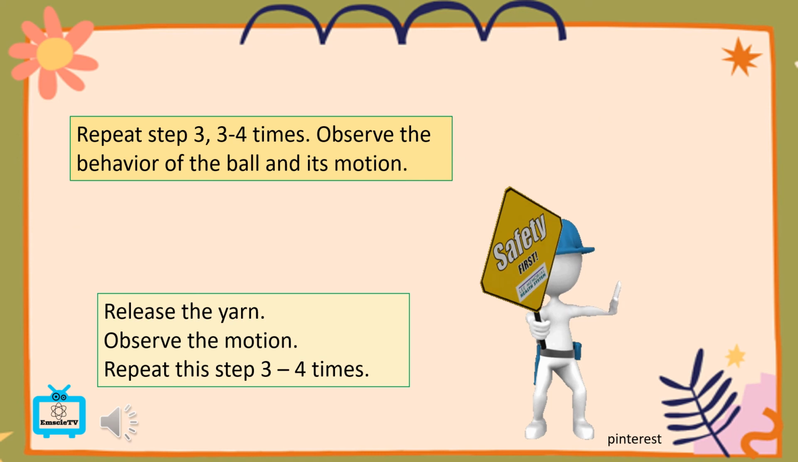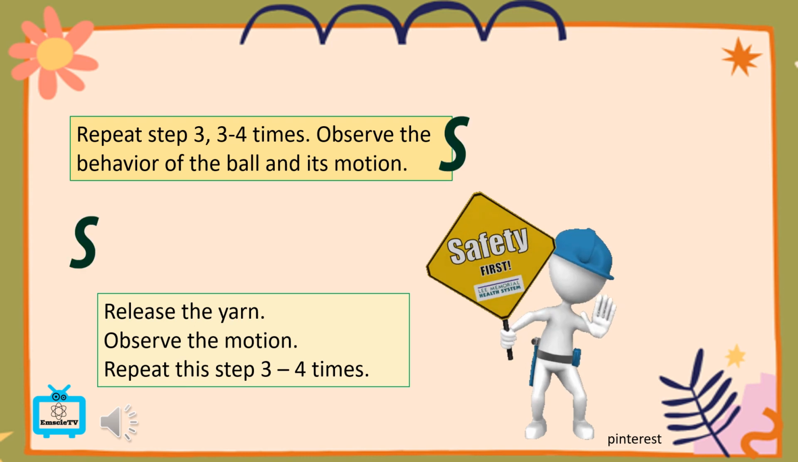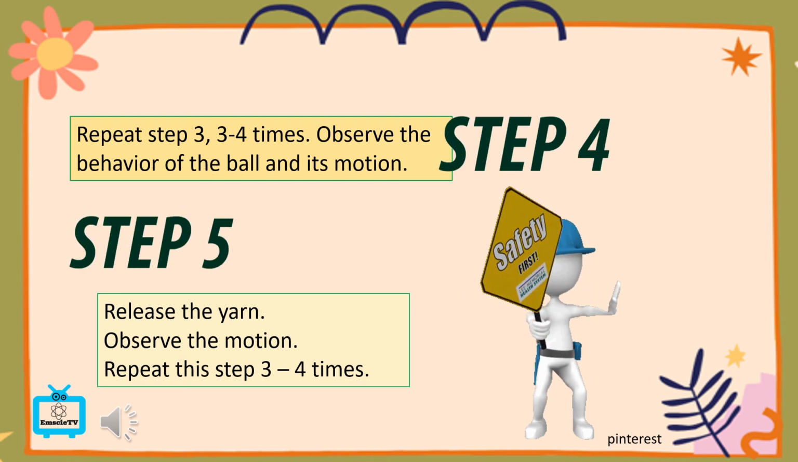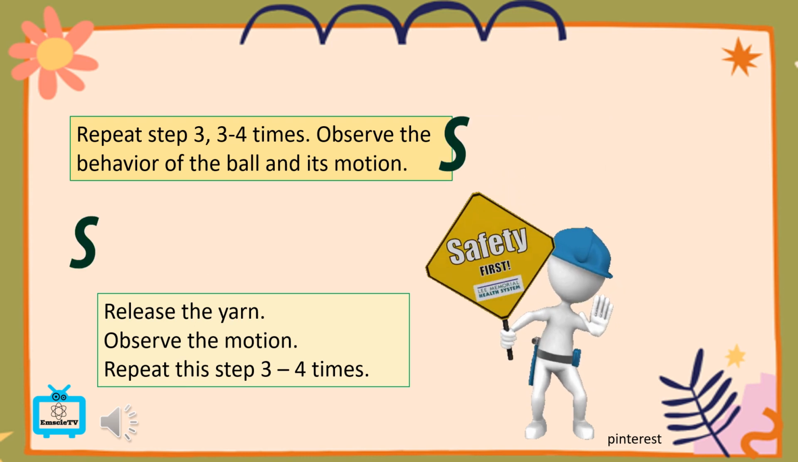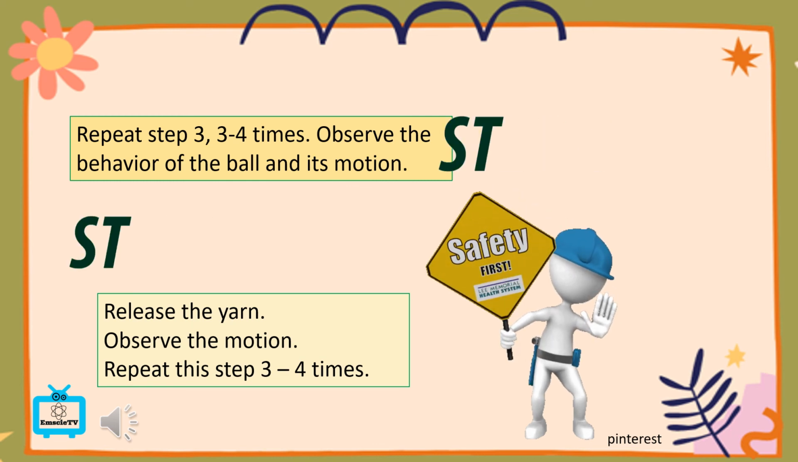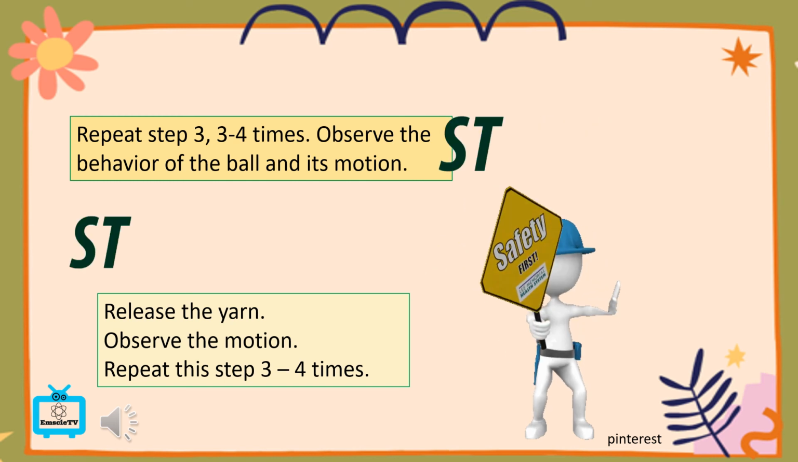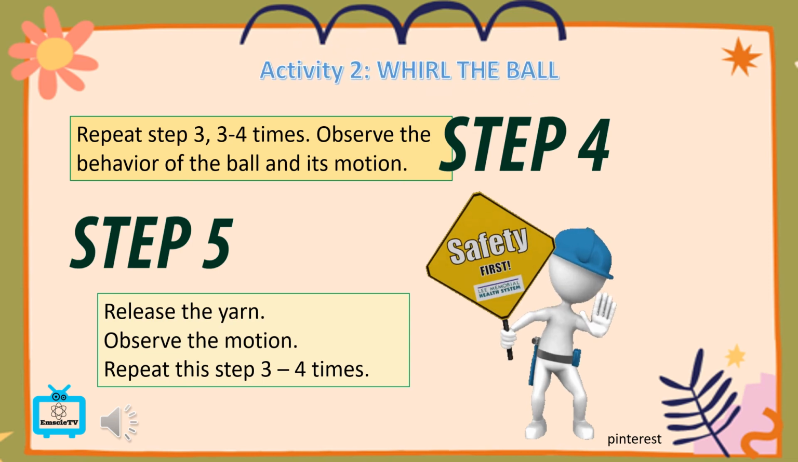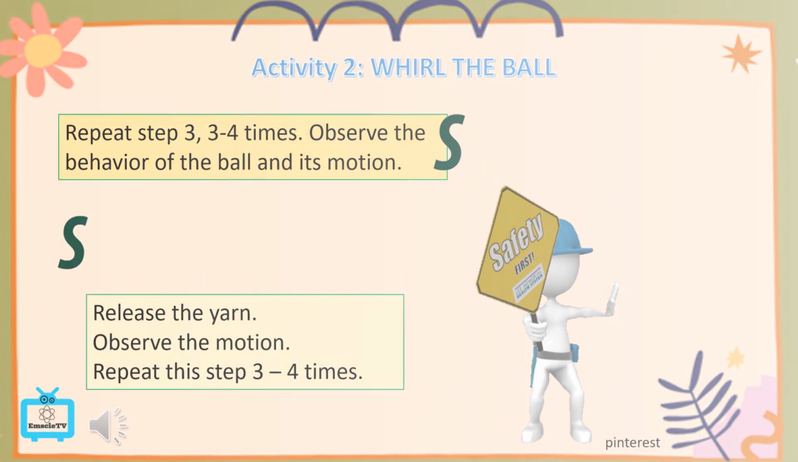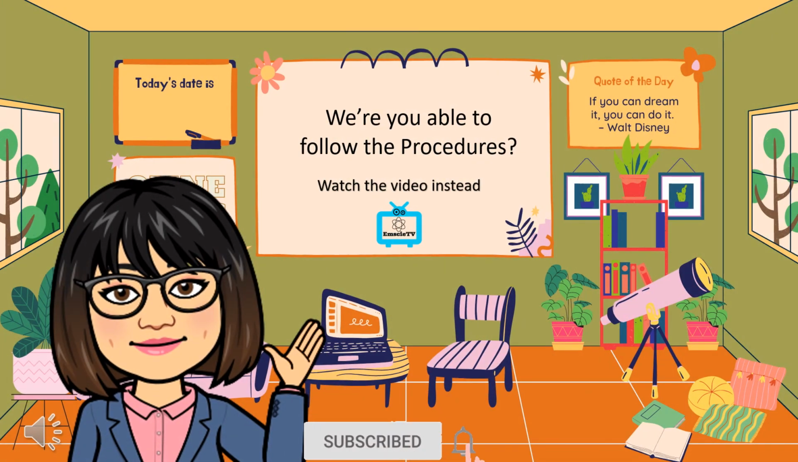Step 5, release the yarn. Observe the motion of the ball. Repeat this step 3 to 4 times. Were you able to follow all the procedures given? If not, watch the video tutorial instead.